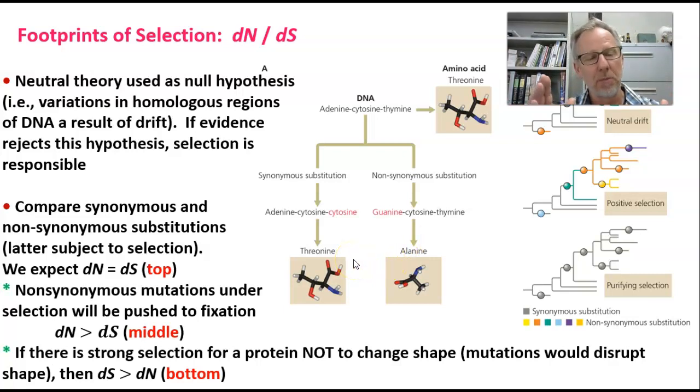Now, if we compare the number of synonymous and non-synonymous substitutions, the latter of which is subjected to natural selection, because new amino acids are put in and that could alter the shape and function of a protein, then if there is neutral drift and selection is not involved at all, we would expect that changes in non-synonymous substitutions are going to be equal to synonymous ones. And that's the top figure up on the upper right. If we look at the pattern of mutations in a lineage and we find that the pattern is basically equal, an equal number of synonymous and non-synonymous ones, neutral drift is involved.